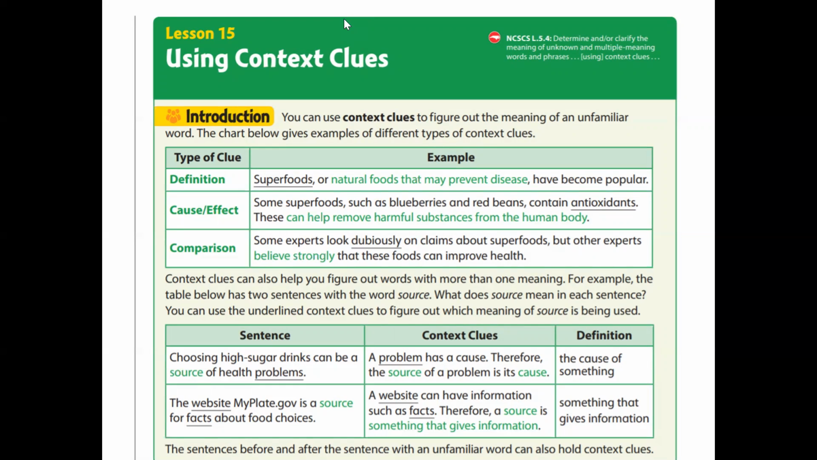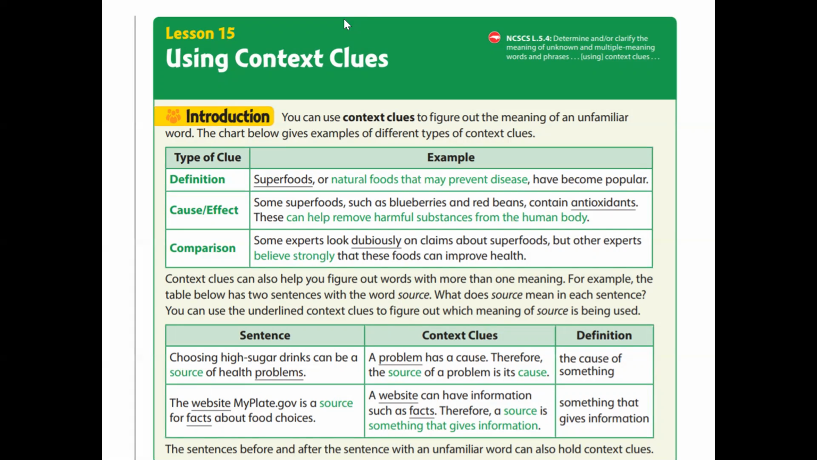Cause and effect. Cause and effect can be a little tricky in identifying, but if you understand what a cause is, then you understand that every cause has an effect. So in this case, we have the example, some superfoods such as blueberries and red beans contain antioxidants. These can help remove harmful substances from the human body.